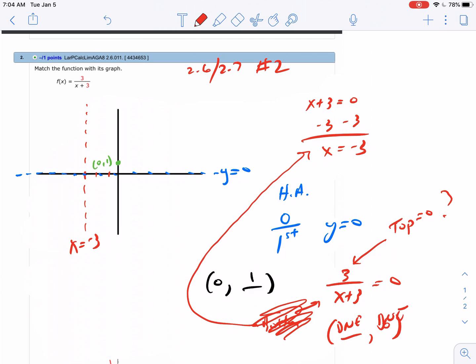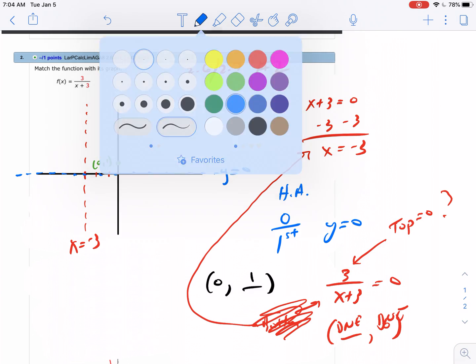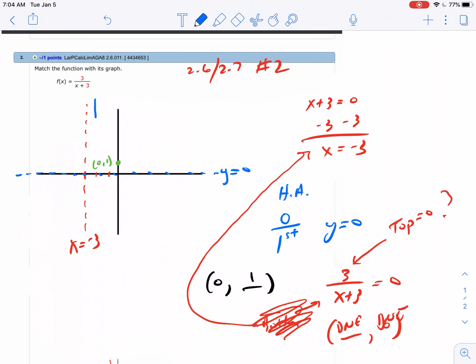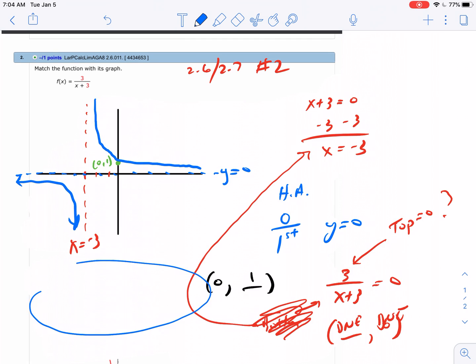So this is it. So remember, when you went back to our graph, it was doing something like this and something like this. So now go down here and pick the picture that matches what we've drawn.